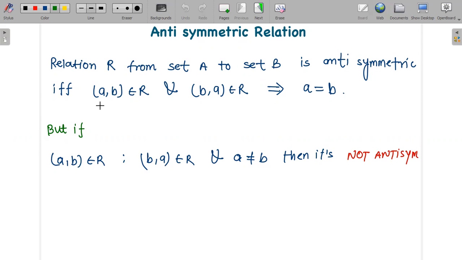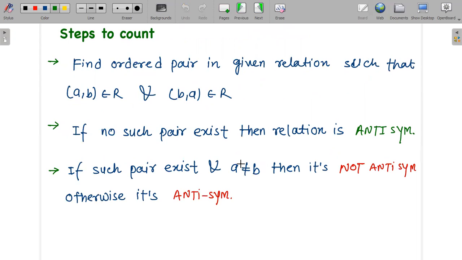If (a, b) belongs to R and (b, a) belongs to R, it implies a is equal to b. Now please pay attention there. There is a logical biconditional connective there, iff. It means if and only if. But right now we are not focusing on this biconditional logical connective. I'm just going to give you a couple of directions which will help you understand this anti-symmetric relation.